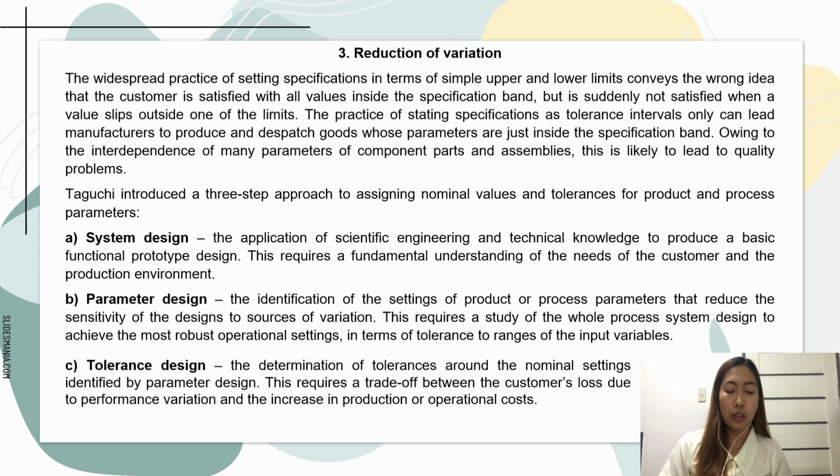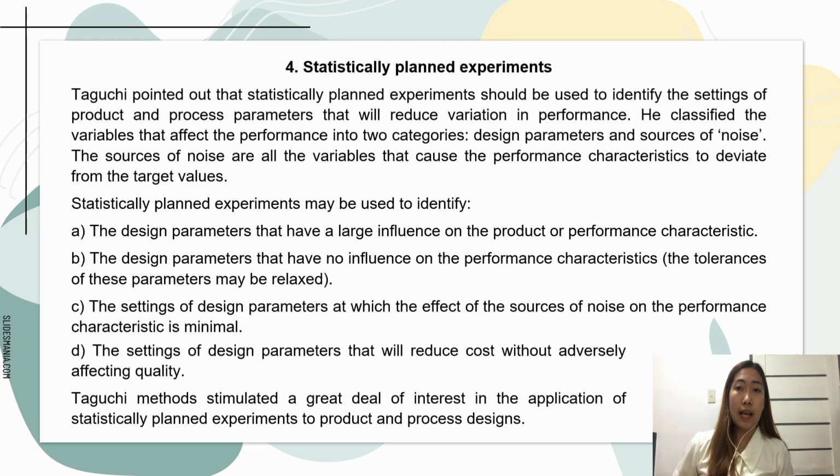Determination of tolerance around the nominal settings identified by parameter design. This requires a trade-off between the customer loss due to performance variation and the increase in production or operational costs. So, for the last method of Taguchi, statistically planned experiments. Taguchi stated that statistically planned experiments should be used to identify product and process parameter settings that will reduce variation in performance.